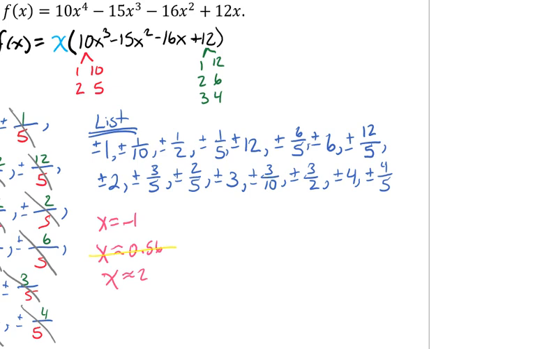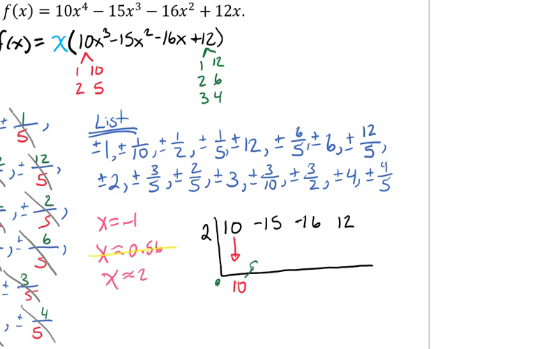And so we're going to go ahead and try our synthetic division. So we're going to use 10, negative 15, negative 16, and the positive 12. And let's go ahead and try that 2. As we do that, bring down our 10, and then we're going to multiply. That's going to give us a 20, and that's going to give us a 5, and then we're going to multiply, and that's going to give us a 10, and we're going to add, and that's going to give us a negative 6, and then we're going to multiply, and that's going to give us a negative 12, and that's going to give us a 0. All right, so the 2 worked. Great.